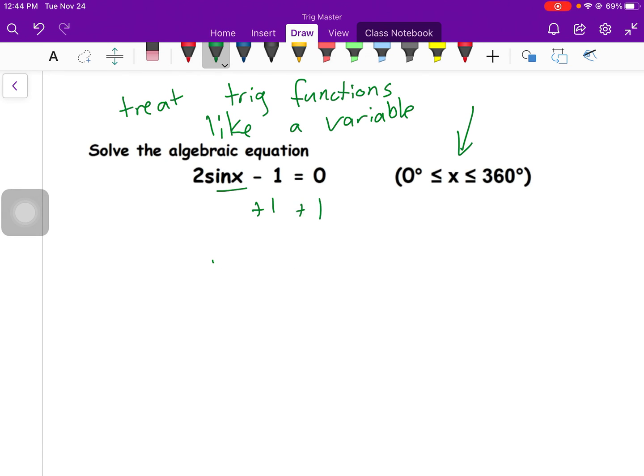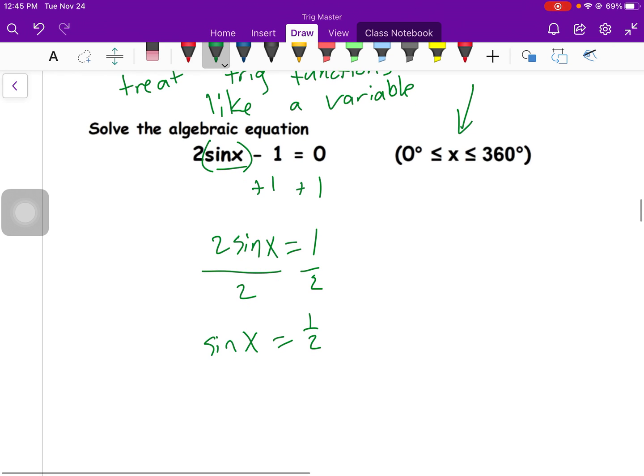So this would be add 1 to both sides. So 2 times sine of x is equal to 1. Now divide both sides by 2 to get sine of x equals 1/2. Remember, sine of x is not sine times x. Sine of x is its own thing. That's all in one group. So I don't divide by sine. I can't divide by sine. What I'm going to do is take sine inverse of both sides. Sine inverse of sine leaves just x on the left, and then sine inverse of 1/2.